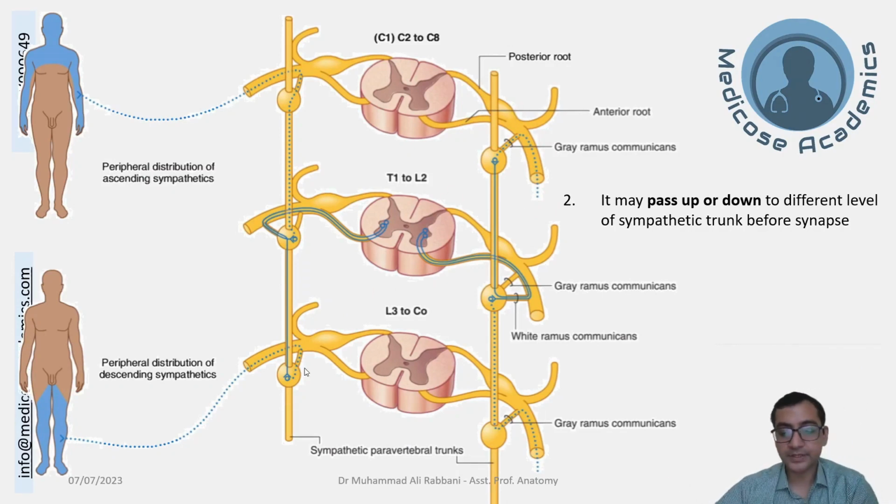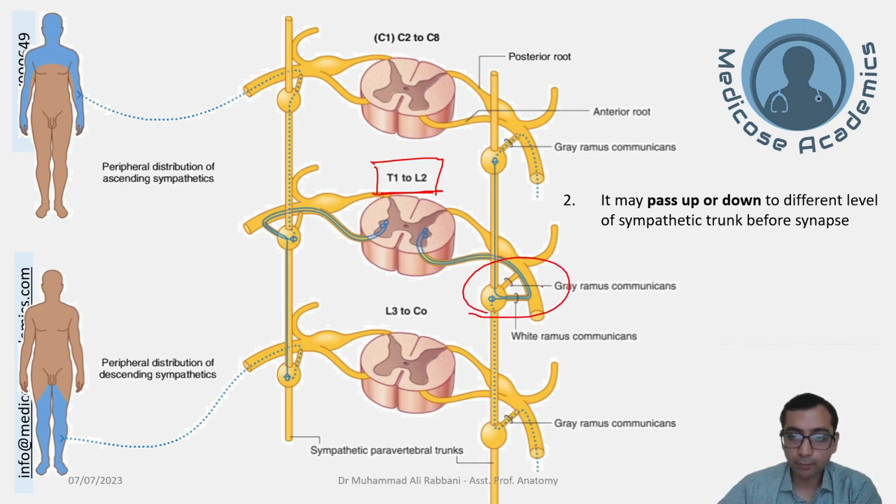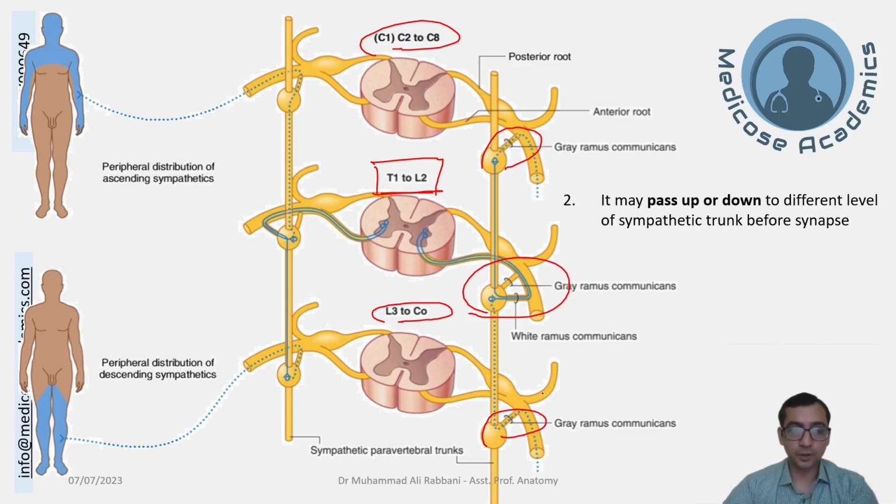Here you can see the visual representation of the two rami. From T1 to L2, where there is an outflow, there are both rami: there is white ramus communicans and there is gray ramus communicans. For input, white ramus; for output, gray ramus. For the others, in the cervical region and in the lumbar region, there is only gray ramus communicans, because it does have a postganglionic fiber getting out into the spinal nerve, but it does not have a preganglionic fiber coming in. The preganglionic fibers come by moving up and down the sympathetic chain.